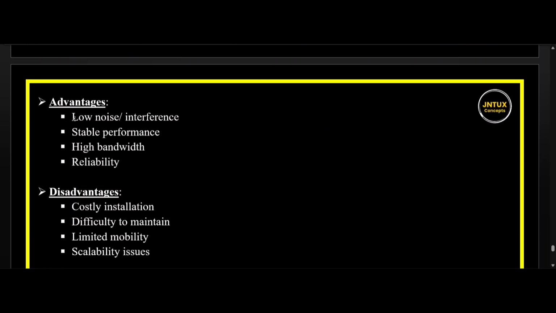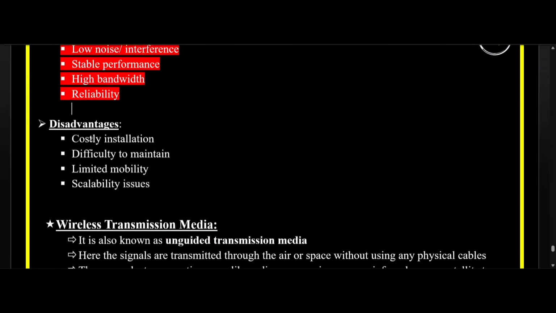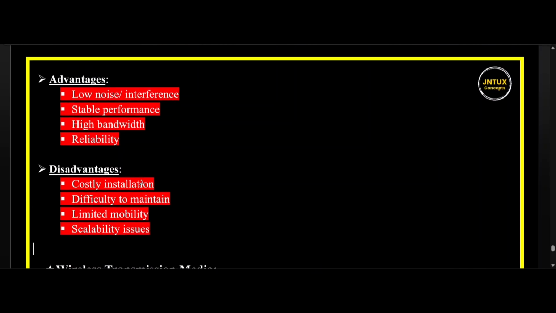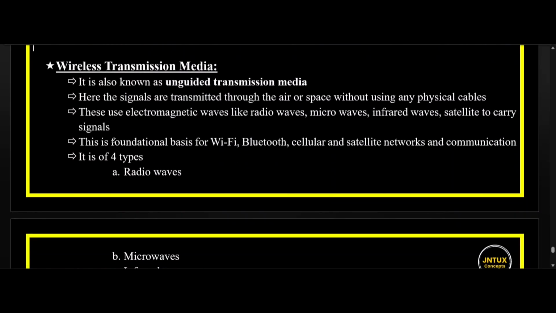What are the advantages of guided transmission media? Guided transmission media has low noise and interference. They have high stability, high bandwidth, and they are reliable. But it also has some disadvantages: these are very costly for installation and difficult to maintain. They have limited mobility as they are not wireless. They do have some scalability issues. So that is the first topic in this video, and let's move to the next topic, that is wireless transmission media.